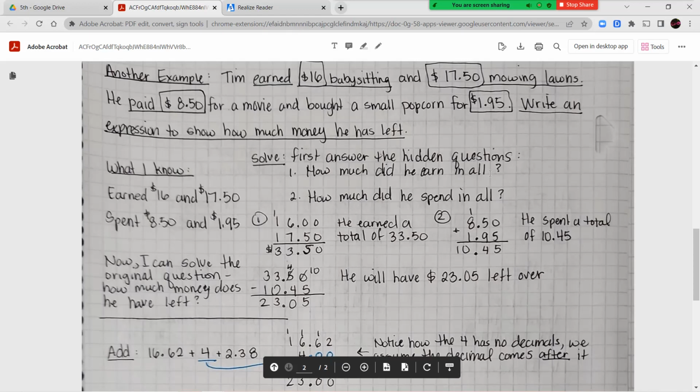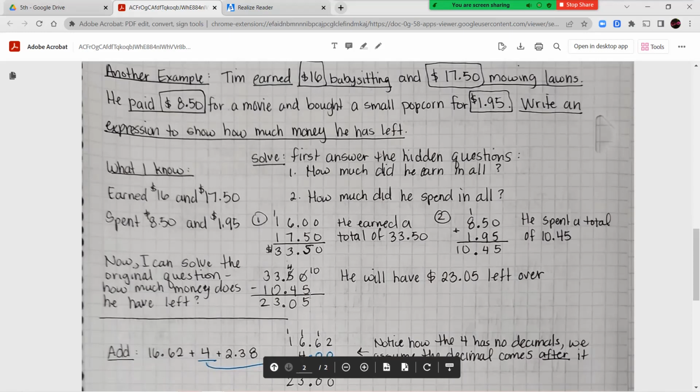The first one is how much did he earn in all? And the second hidden question is how much did he spend in all? So to figure out how much he earned, I did the $16 plus $17.50, again lined up by place value and decimal point, and I saw that he earned $33.50. Now he spent $8.50 plus $1.95, which gave me a total of $10.45. So now I can solve my original question, which is how much money does he have left? So I put the $33.50 minus the $10.45 and subtracted.